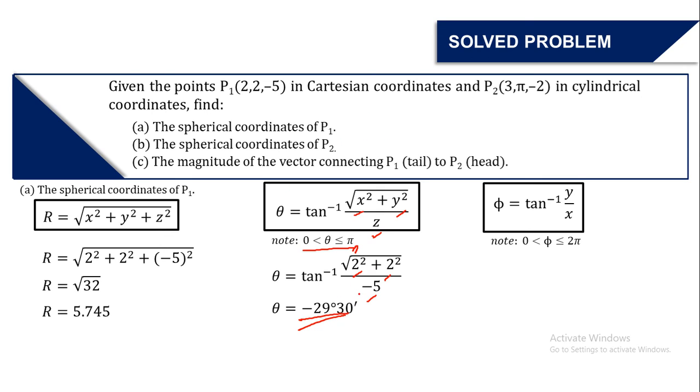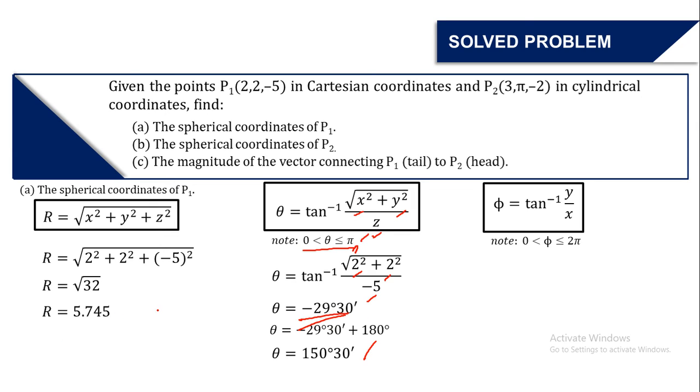So since yung angle daw natin should be from 0 to pi, so hindi ito pasok, kaya dadagdagan natin siya ng 180 para yung ating theta is now satisfying yung ating note na dapat yung theta is greater than 0 but less than or equal to pi. Kaya ang nakuha natin is 150 degrees and 30.